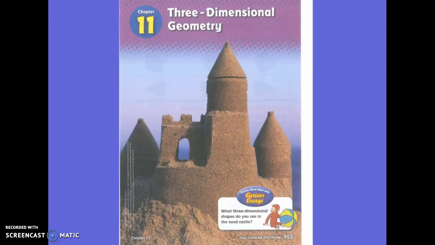What three-dimensional shapes do you see in this sand castle? What's one three-dimensional shape you see? A square is a flat shape. A three-dimensional shape is popped out. So what is that called when it's popped out? No, that's also flat.